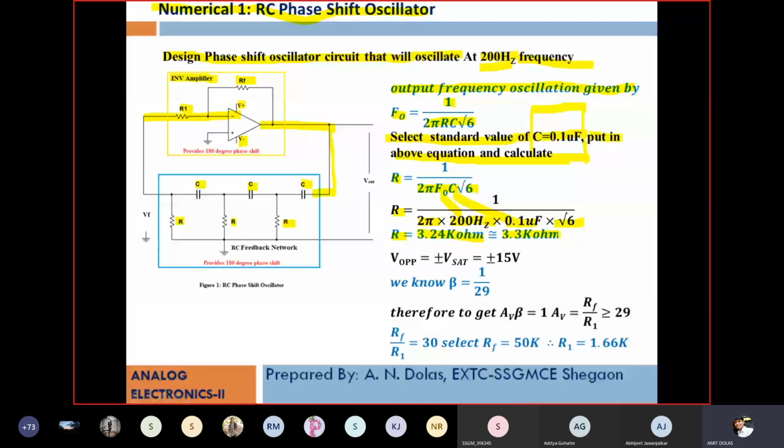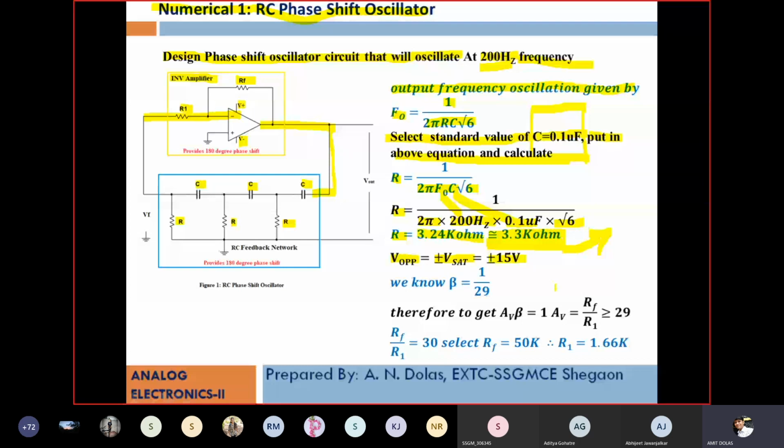If you put such comments, like calculated is 3.24 but I have mentioned that approximately 3.3 kilo ohm is suitable because 3.24 is not available in the market, this will be a plus point in the view of the valuer. Okay, then the output peak to peak voltage is plus minus Vsat, equal to plus minus 15 volt. And if 15 volt is the power supply, you can write it plus minus 13 volt also. Nobody will mark you wrong for this.